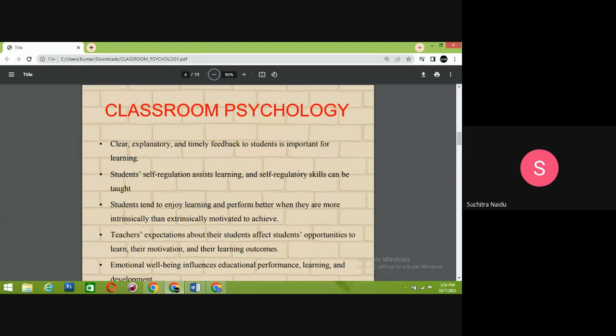We also have parent teachers meetings in the colleges, so you can talk. You really have a wonderful child, very very decent, and very innovative, very creative, very hardworking. We also can do that. Okay, so the feedback plays a very important role. And the last one, emotional well-being influences educational performance, learning, and development.